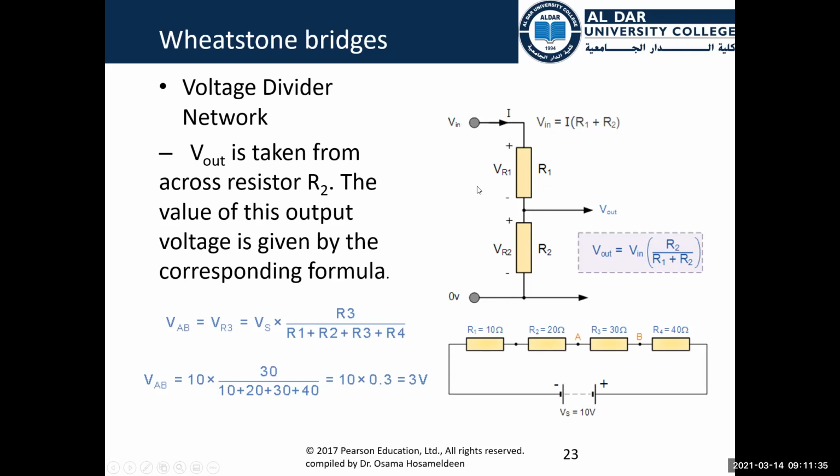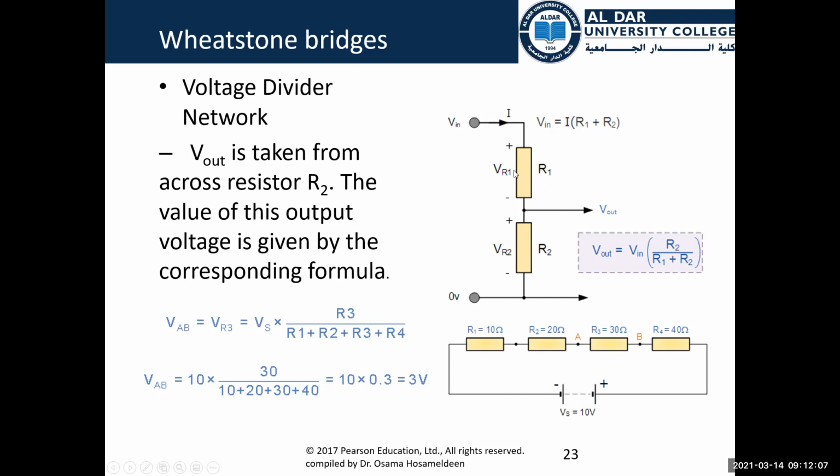and this Vn will be distributed on both R1 and R2, and the voltage will change according to the value of R1 and R2. For example, if R1 is greater than R2, the voltage on R1 will be higher than the voltage on R2. If R2 is bigger than R1, the voltage on R2 is bigger than the voltage on R1.